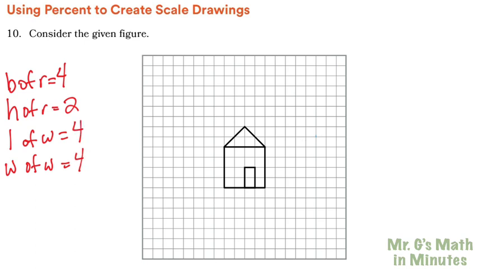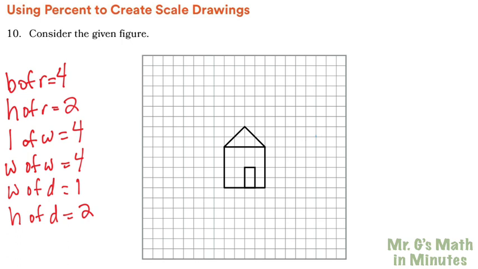So I took care of the roof. I took care of the walls. Now I need to worry about the door. So the width of the door and the height of the door. The width of the door is 1 and the height of the door is 2.